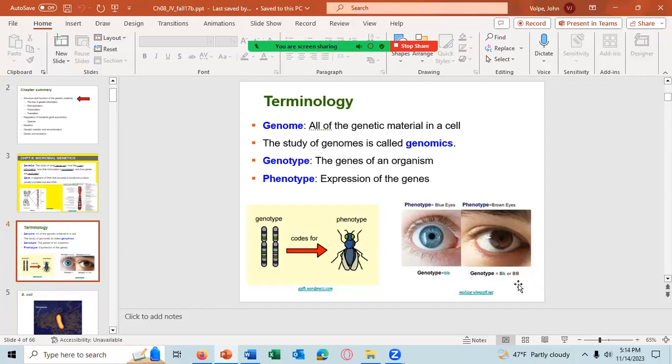Any question about any of that? So the genotype codes for the phenotype, at least of a simple genetic trait, and we're not going to talk about any genetic traits which is not simple. Like a person's weight is not a simple genetic trait. Okay, any question about any of that?